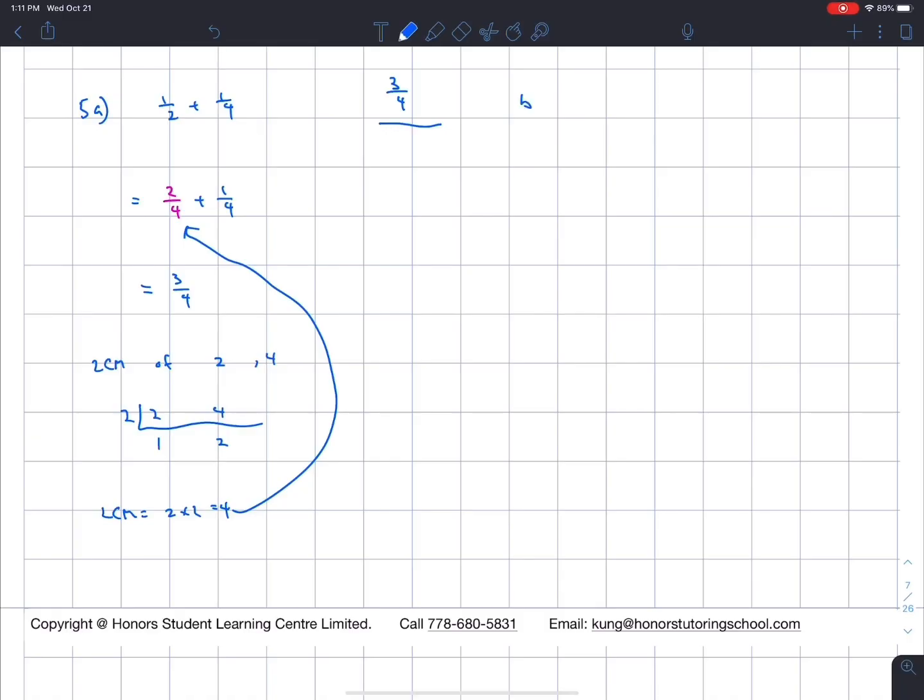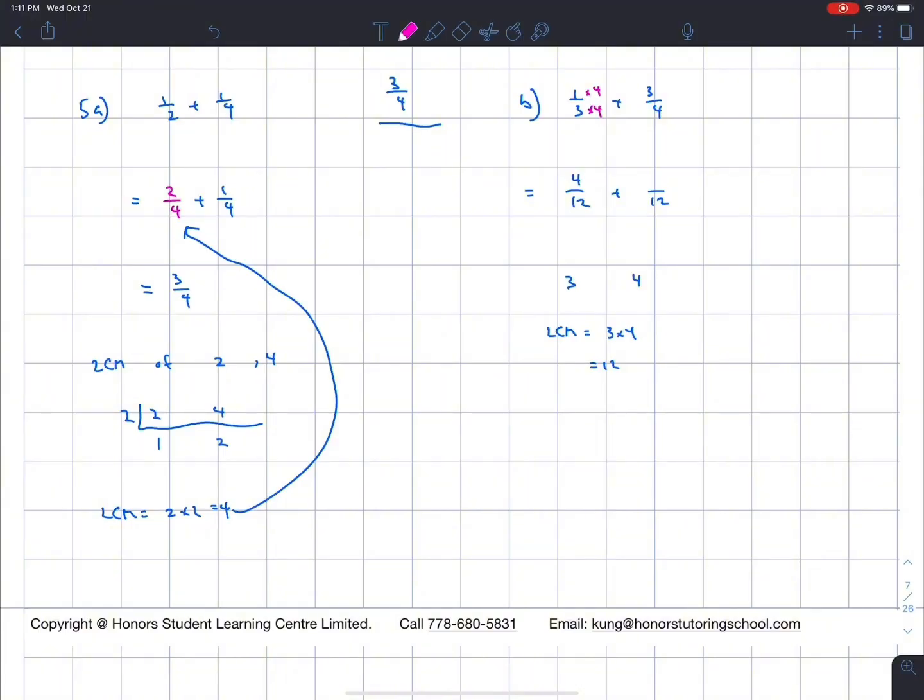Okay, and then b, 1 over 3 plus 3 over 4. So again, I'm asking myself, what's the lowest common multiple of 3 and 4? I can't really divide them by the same number, so I will just multiply them. And we get 12. Now that I know I have to make both denominators into 12, I can times the 3 by 4. So I can also times the 1 by 4. Right? That's all you have to do.